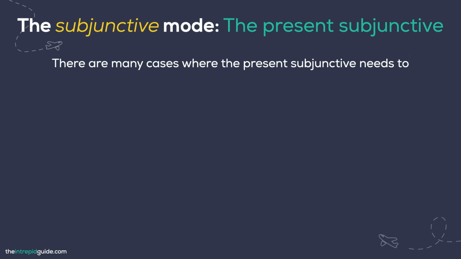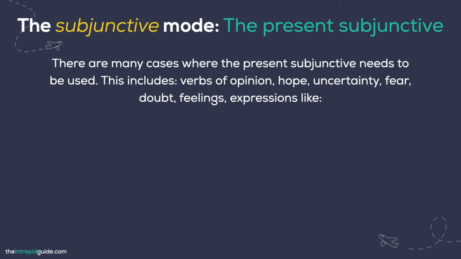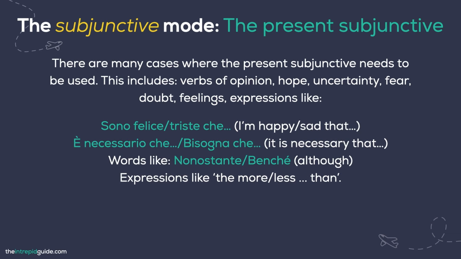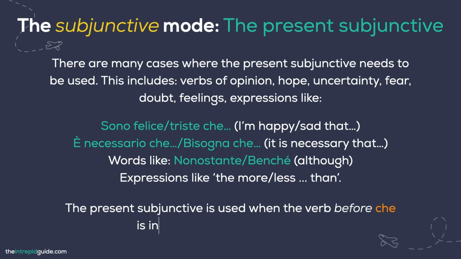There are many cases where the present subjunctive needs to be used. This includes verbs of opinion, hope, uncertainty, fear, doubt, and feelings, and expressions such as Sono felice, triste, che. I'm happy, sad that. È necessario che. Bisogna che. It is necessary that. And with words like Nonostante. Benché. Although, and expressions like the more or less than. The present subjunctive is used when the verb before che is in the present indicative tense.